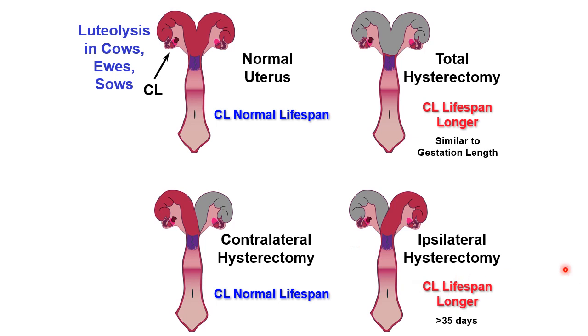So from this experiment, we can conclude that the uterus produces a substance that will cause luteolysis. Removal of the uterus ipsilateral to the CL will cause the CL lifespan to increase, and the removal of the uterine horn contralateral, or on the opposite side of the CL, does not affect the CL.